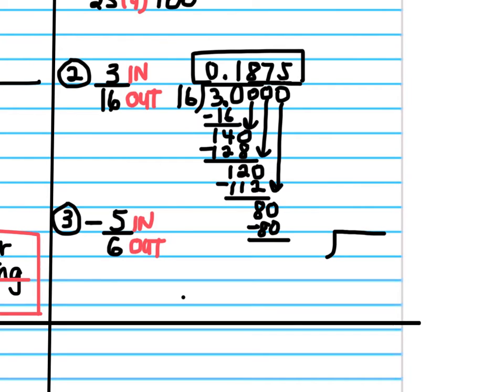Okay, so 5 is going to go on the inside and 6 is going to go on the out. And notice that there's a negative sign in front. So that negative is going to come out in the front of our decimal. I'm going to put 0 and then put a decimal point. Here we go. 6 goes into 58 times. 8 times 6 is 48. And then you get a remainder 2.